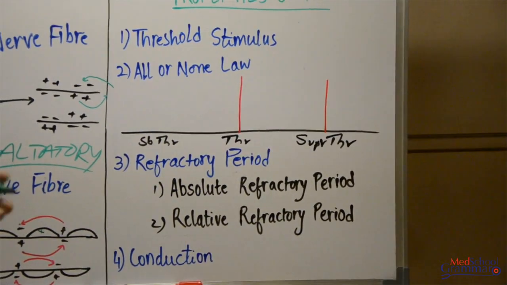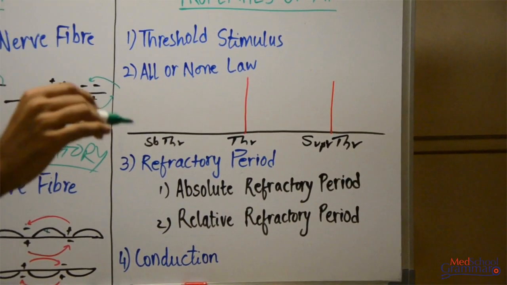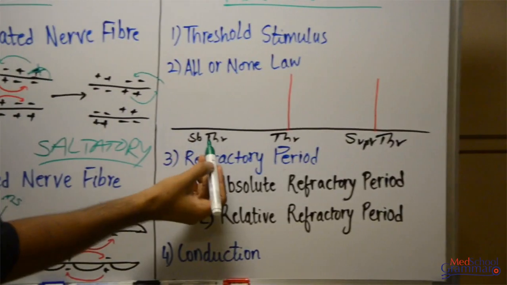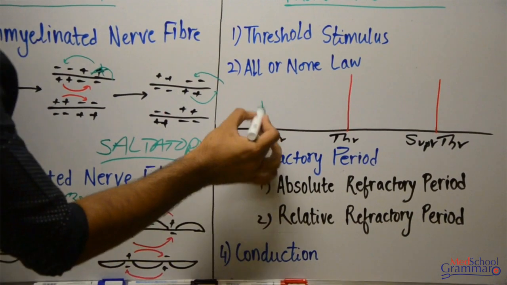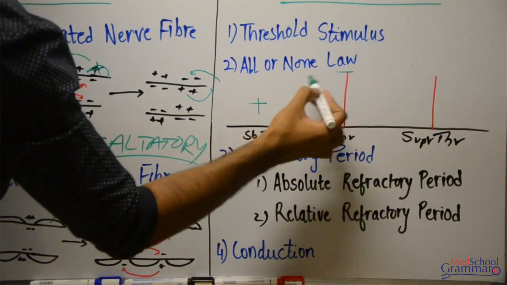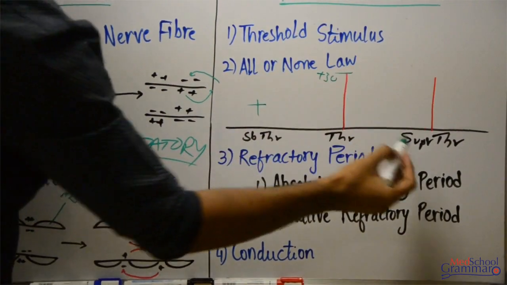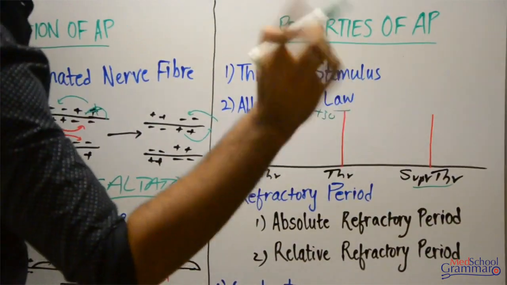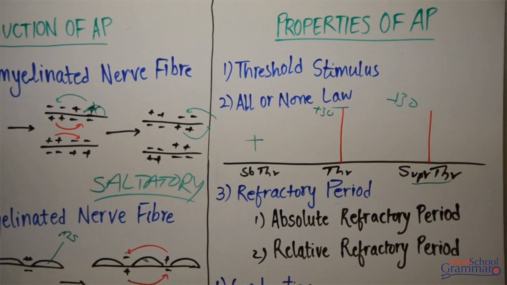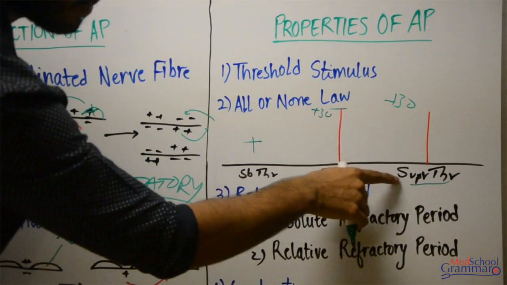All or none law states that if a threshold or above stimulus is applied, the action potential will reach its maximum magnitude, or the tissue will respond maximally or not respond at all. If a sub-threshold stimulus is applied, there is no action potential. But if a threshold stimulus is applied, an action potential is there, and say it reaches about plus 30 millivolts. If the strength of stimulus is increased above the threshold, it is supra-threshold, the action potential will still be there, but it will still be just 30. Even if you increase the strength of stimulus, the magnitude of action potential remains constant. It is the same at threshold and at supra-threshold.